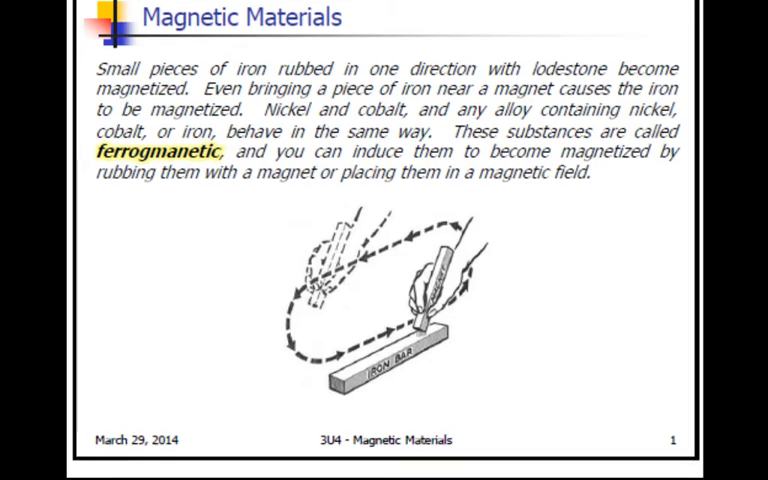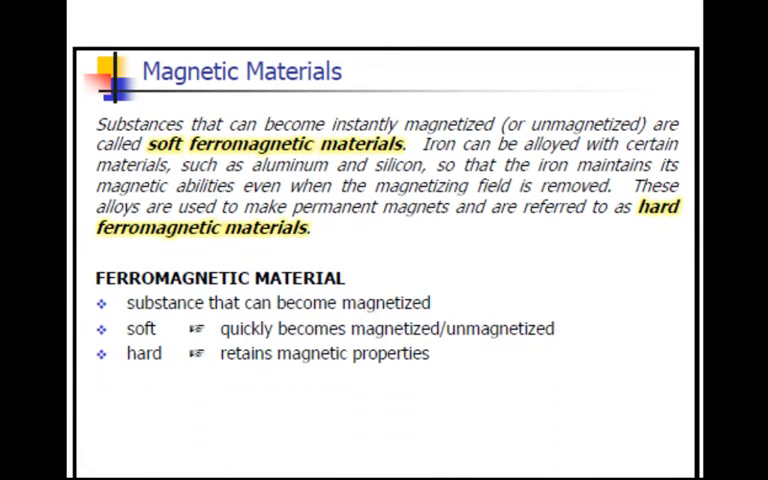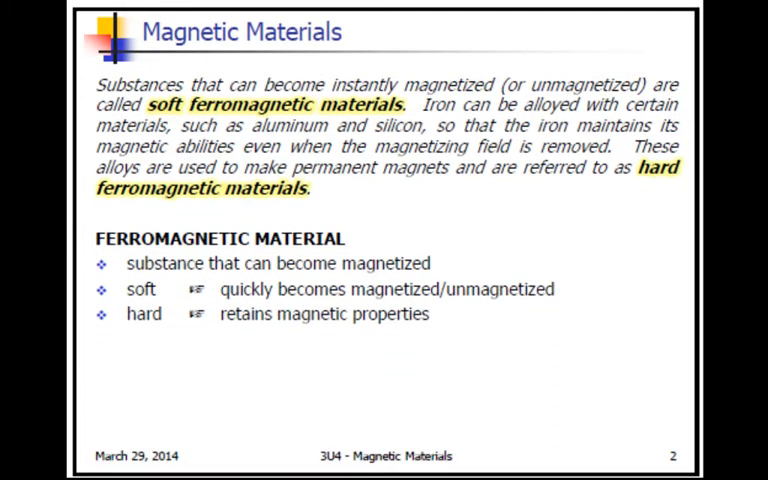But how does that happen exactly? Let's write this down first here. The soft ferromagnetic materials are things that have to be magnetized in that sort of way, where we rub them with something that is magnetized. But there are also hard ferromagnetic materials, which are materials that are just naturally in a magnetized state, and they retain that magnetic property over a longer period of time. Soft ferromagnetic materials will eventually lose their magnetized state.